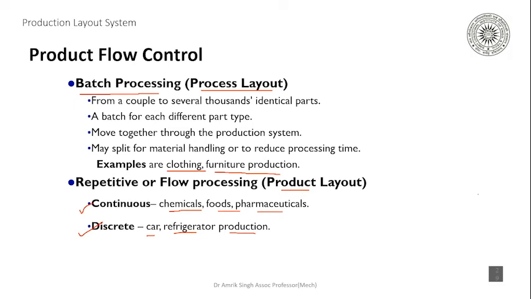So I think you must have made some idea. To summarize, we have studied the different types of layouts, that is the fixed type of layout, the process type of layout, the product type of layout, and the combination. In the combination, we have tried to understand the cellular manufacturing system, and the special type of layout, we have tried to understand the JIT production. So, any question from the class?